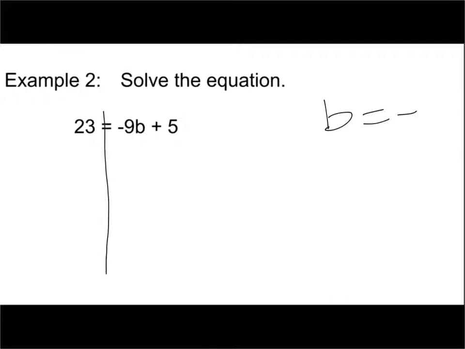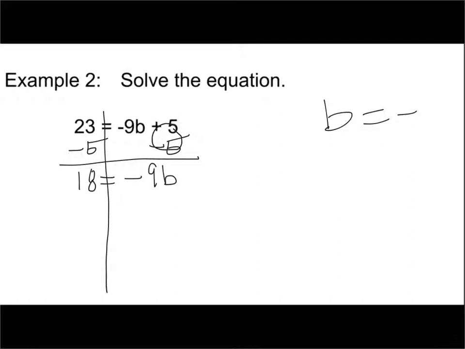So draw our line. Now in our last example, we proved that the opposite of order of operations is what we're going to use to solve two-step equations. So now we've got negative 9 and b being multiplied, and the 5 is being added. All right, so we're going to deal with that 5 first. Opposite of a positive is a negative, so we're going to subtract 5 from both sides. 5 minus 5 is 0. 23 subtract 5 is equal to 18. So we've got negative 9b is equal to 18.